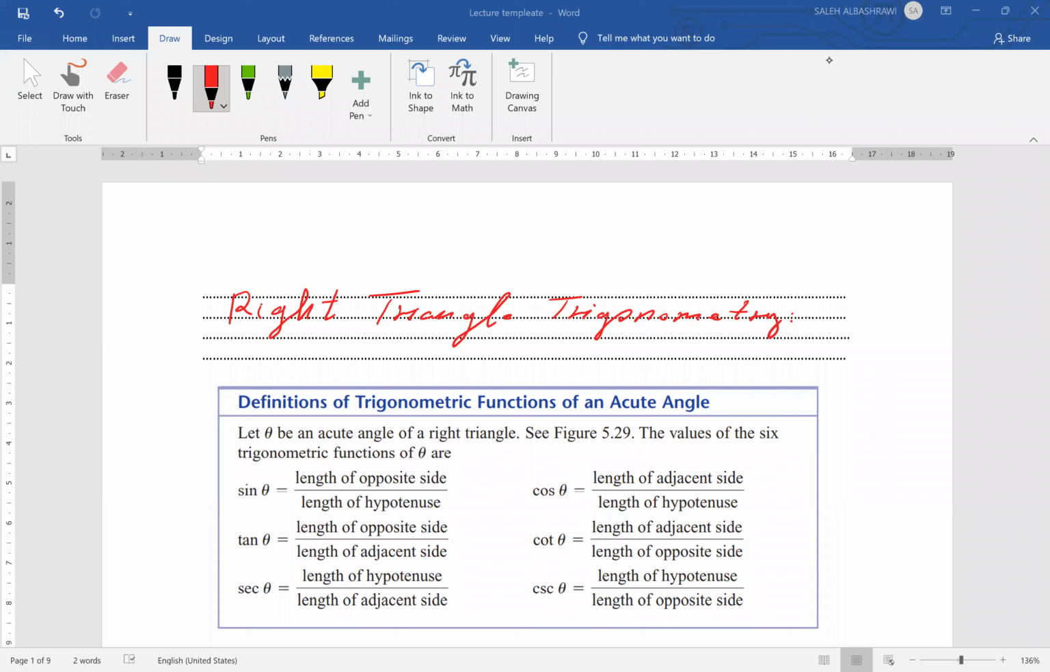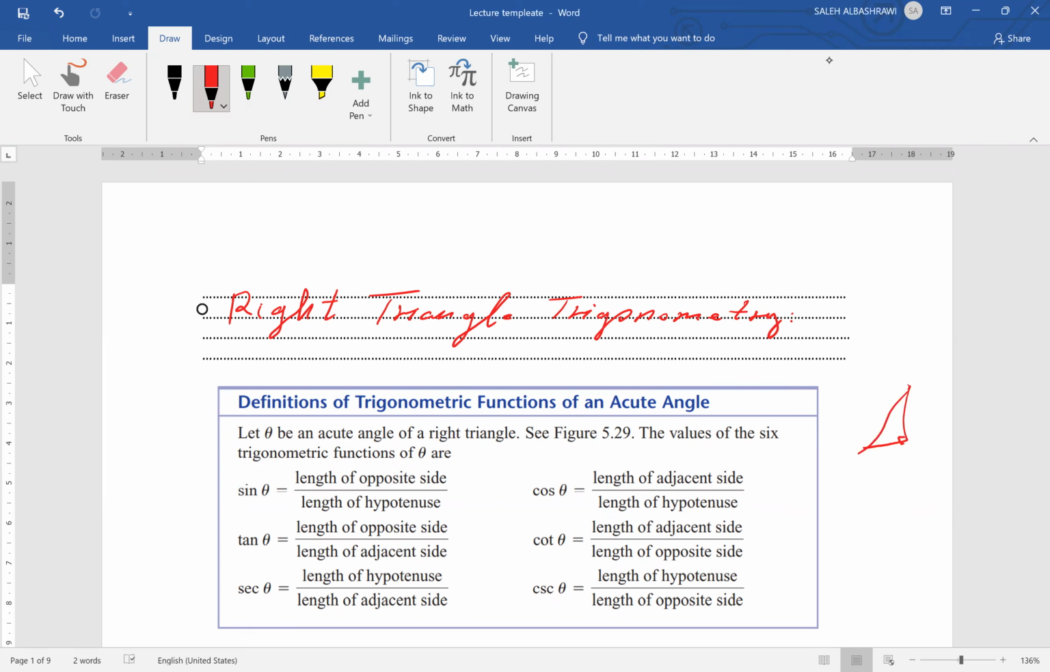Bismillahirrahmanirrahim. Welcome to the second part of this topic, which is right triangle trigonometry. We said that if we have a right triangle with two sides given, from the adjacent, hypotenuse, or opposite, we can find the 6 ratios between the sides of the right triangle. We define the right triangle as a triangle with one angle equal to 90 degrees.